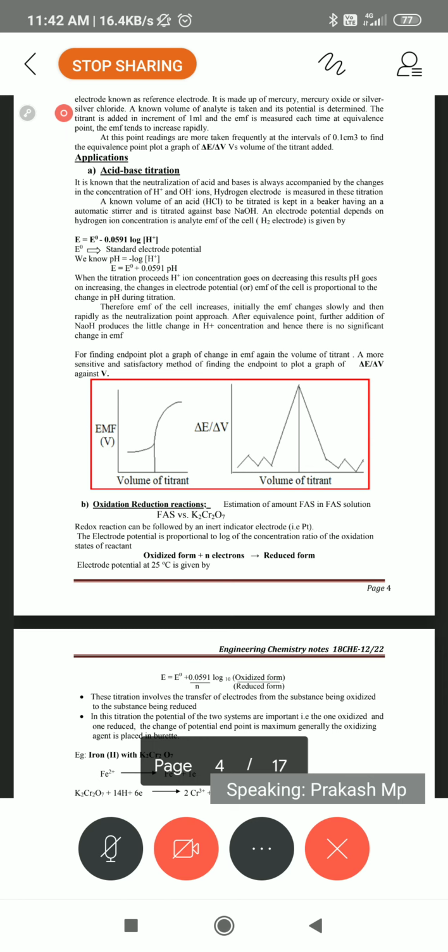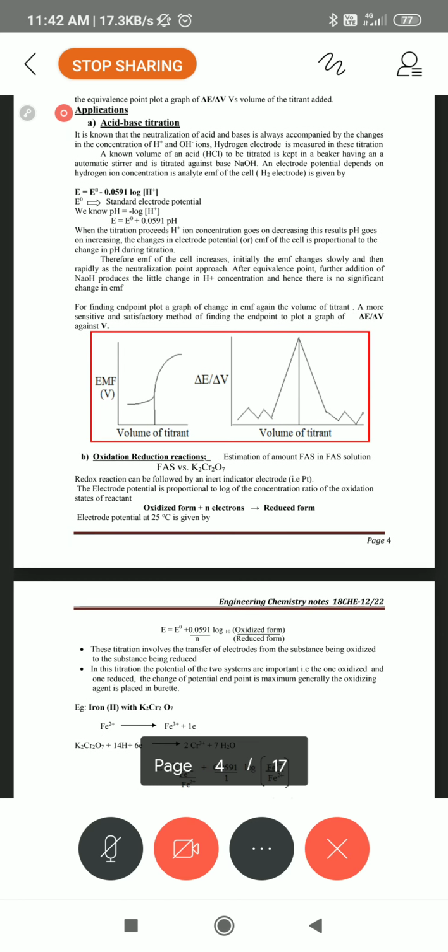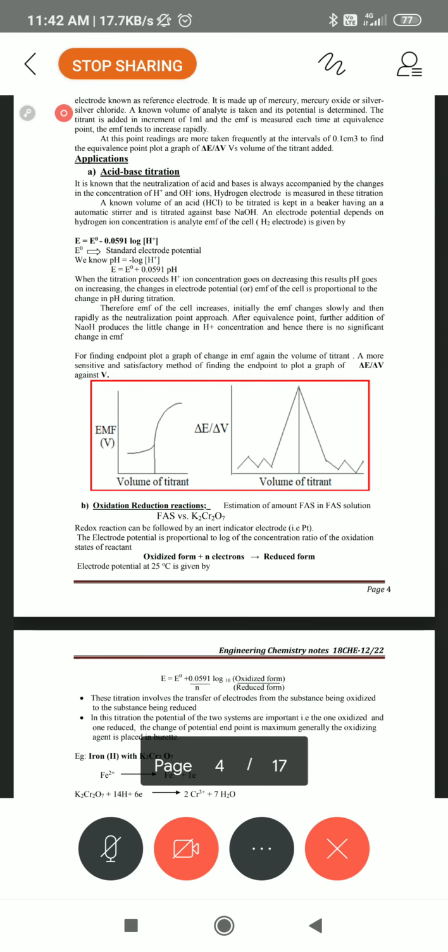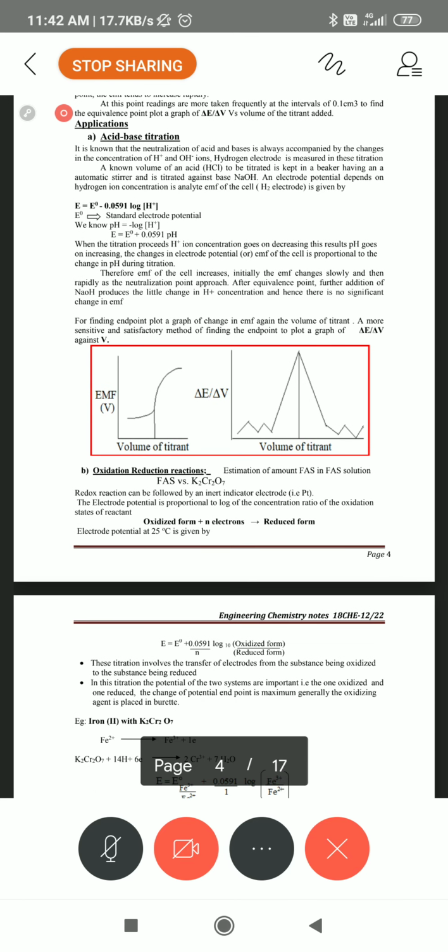Then you get the normality, multiplied by the molecular weight. HCl molecular weight is 36.5. You can calculate how much concentrated 100% HCl you have to dilute in water, and how many ml you need. This procedure is used for potentiometric estimation of acids, bases, redox reactions or precipitation.